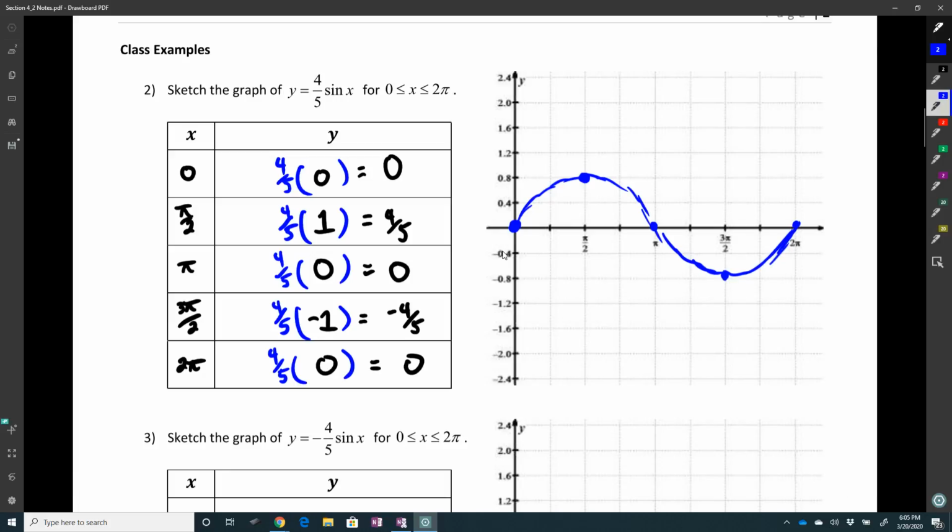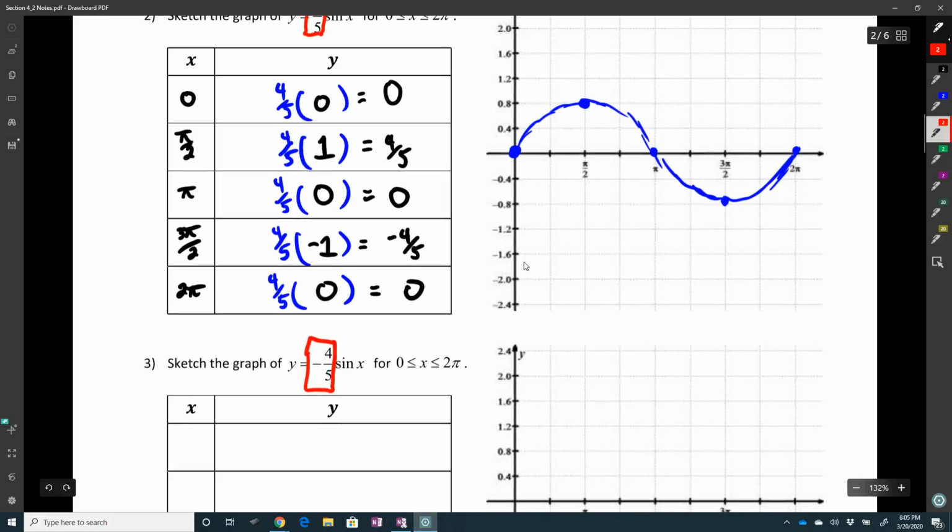Okay, so what makes this one different from the other one is notice that this is positive 4/5, whereas this one is negative 4/5. So what does the negative 4/5 do?